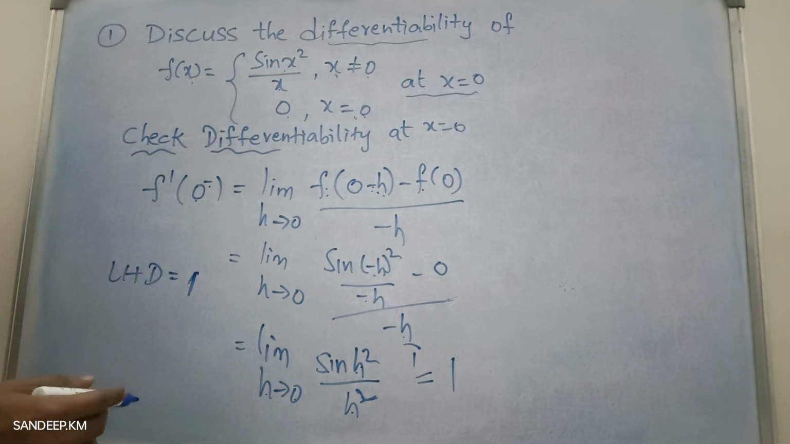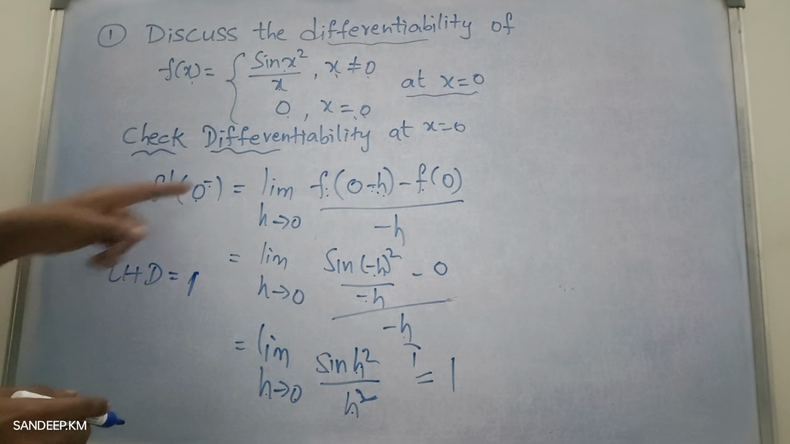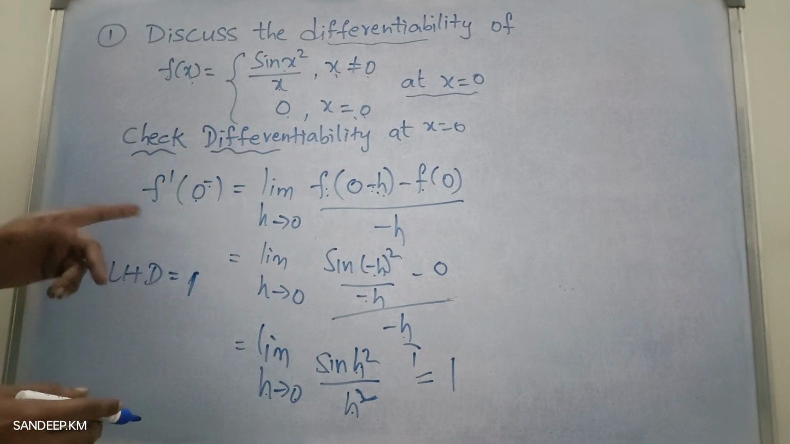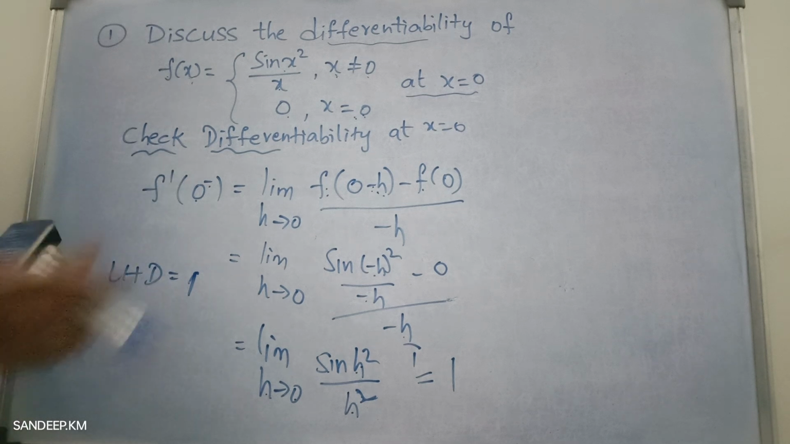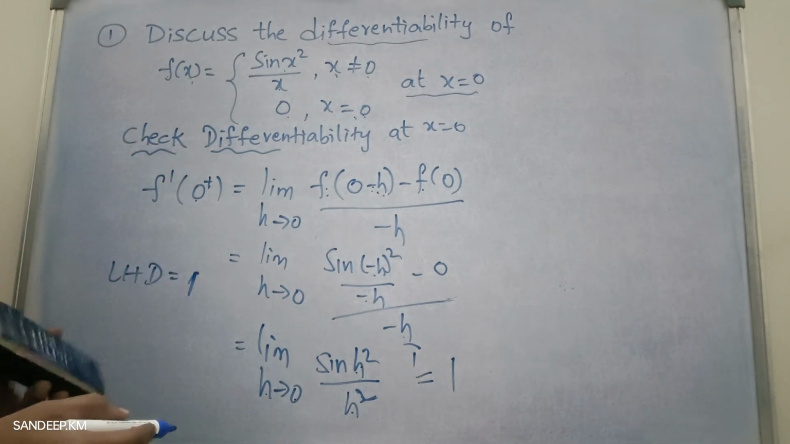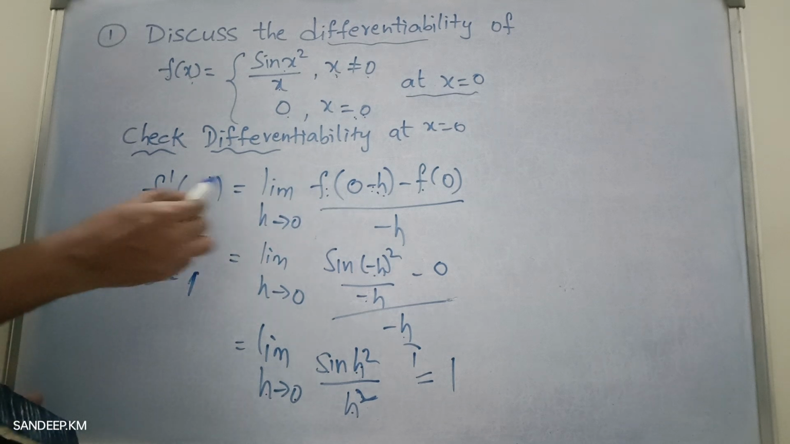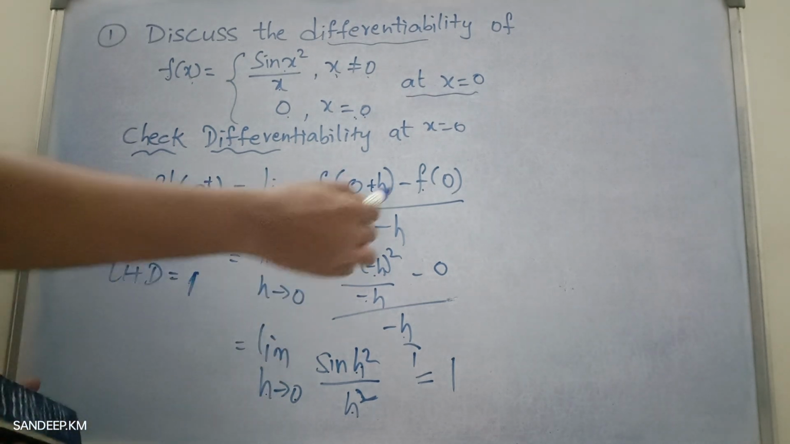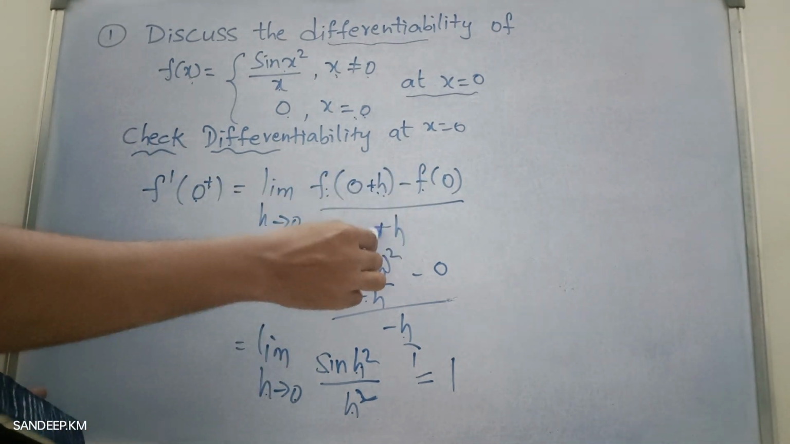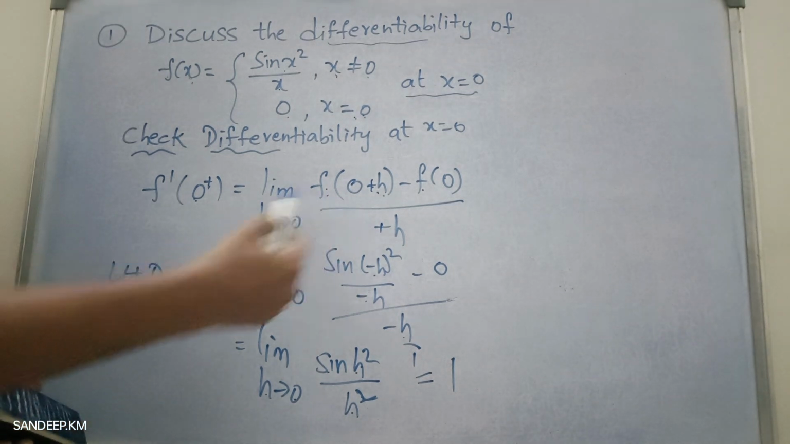Similarly, let us find what is RHD. Okay, now the right hand differentiability. In the same solution, I'm giving you RHD also. F dash of 0 plus, that is RHD, is equal to limit h approaches 0, f of 0 plus h minus f of 0 divided by plus h. So that is the RHD formula.